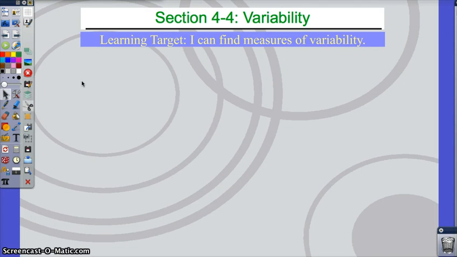So in 4.3 we talked about the different measures of central tendency, and mean, median, and mode are supposed to be measures of where the middle of the data lies. Now the median is the actual middle term, but they're all measuring about where the middle of the data is. Variability is measuring how spread out the data is. So that's what we're going to talk about today.